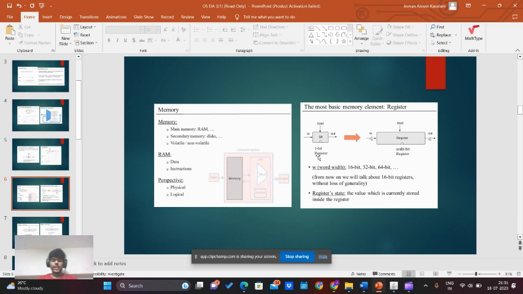Memory is classified into three types, such as main memory (RAM) and secondary memory (hard disk, memory sticks). There is also a distinction between volatile memory, for example RAM, and non-volatile memory, for example disks, based on whether the data is retained when the power is disconnected.